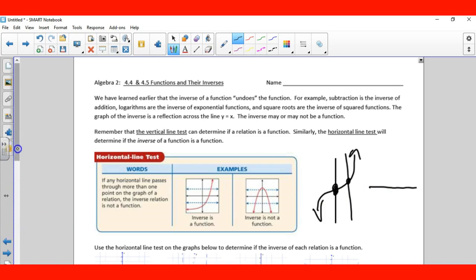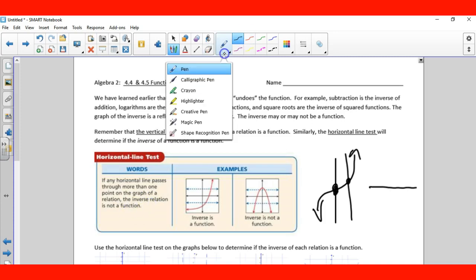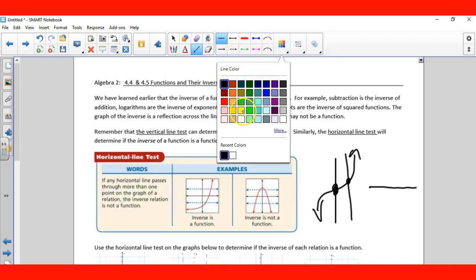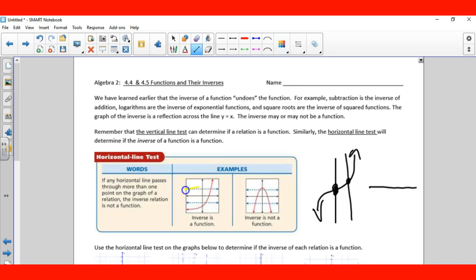Let me just show you what I mean, because I just said a mouthful and got tongue tied myself. If a horizontal line passes through more than one point on a graph of a relation, the inverse relation is not a function. So let's do a line test real quick. I'll use this yellow line. See how it touches that relation one time? Even if you move it down here, it only touches one time. So this is a function.